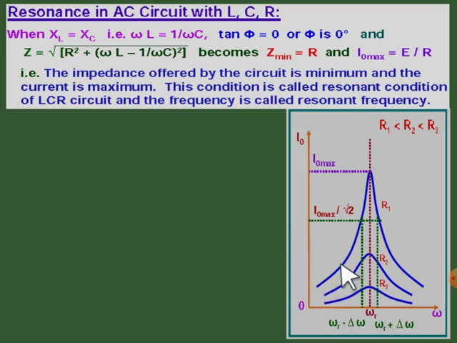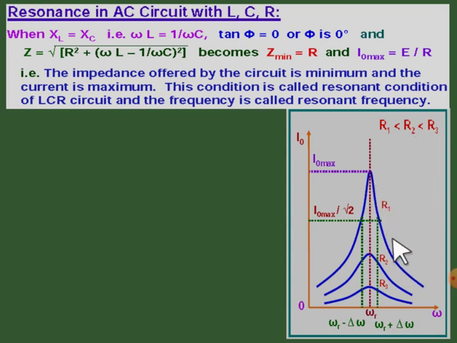Now let's see, if you draw the curve between the current and the angular frequency, the curve will be obtained like this. Whatever be the value of L and C, it is immaterial. We need to consider only the value of R. We have three curves for different resistors, R1, R2, R3, and R1 is the least of these three. R1 is less than R2, which is again less than R3.